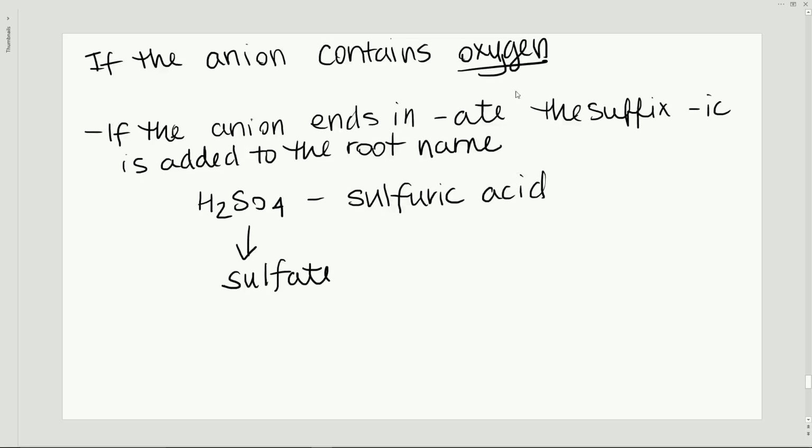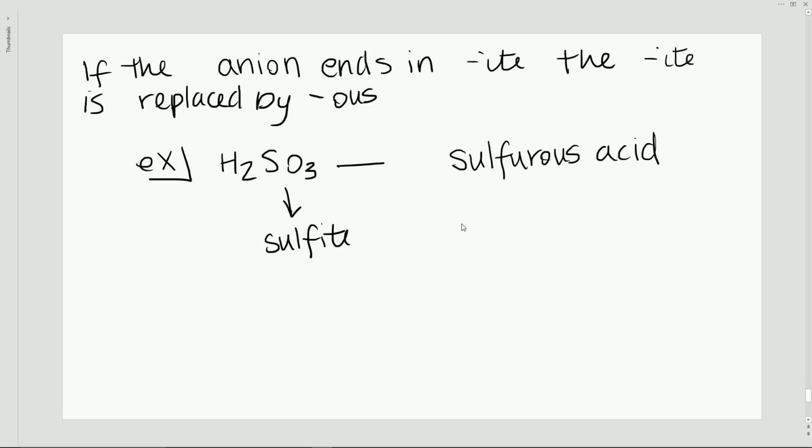If the anion contains oxygen, so if the anion ends in "ate", the suffix "ic" is added to the root name. So here we have SO4, which is one of our polyatomic ions, and it's called sulfate, so that ends in ATE, and that is then replaced with "ic", so now it's sulfuric acid. Right?